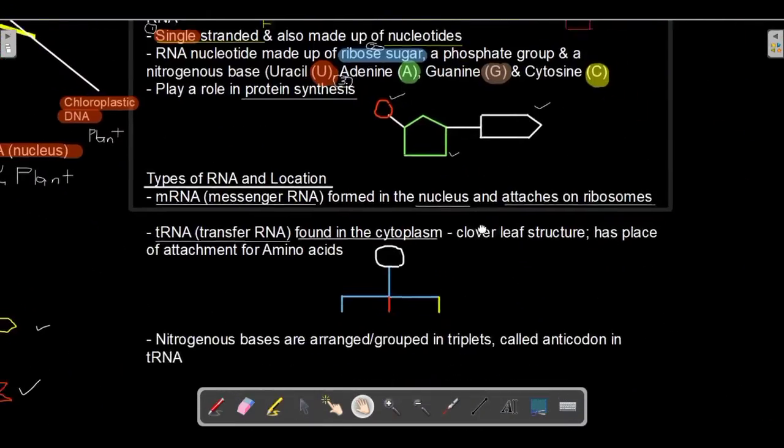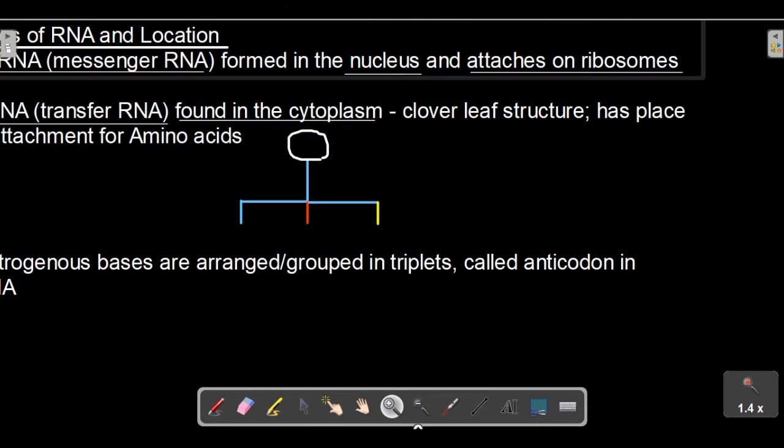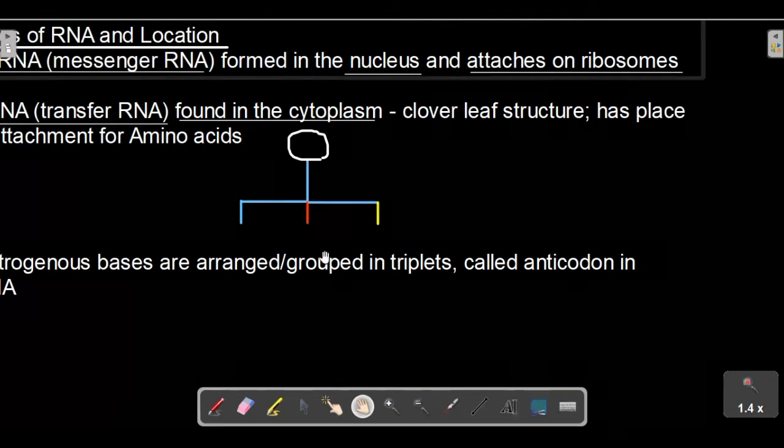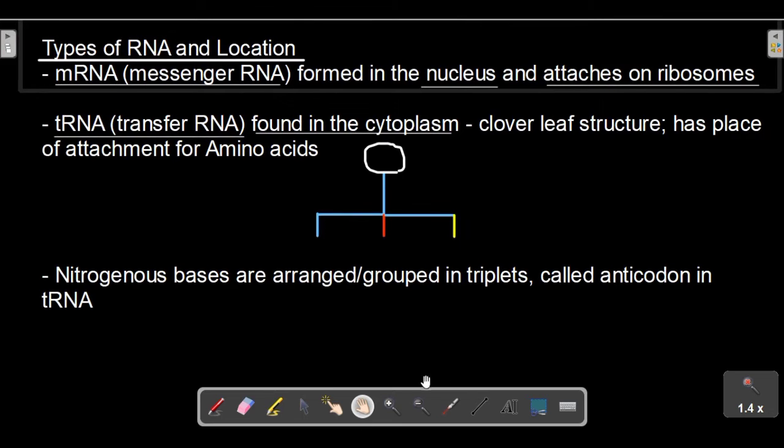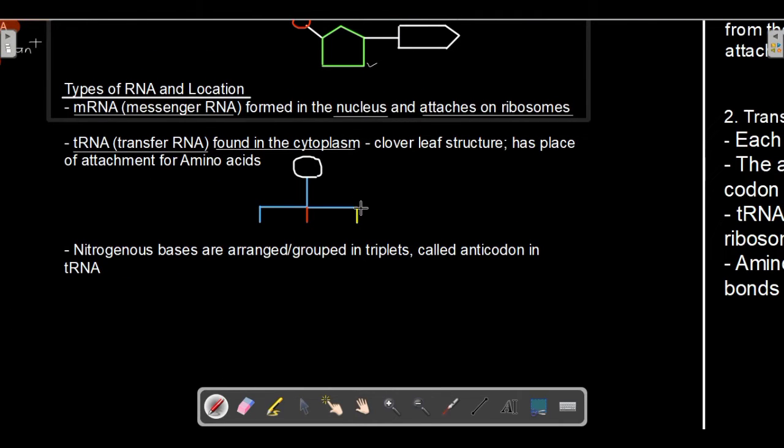So we're saying that tRNA, we find it in the cytoplasm. It has this clover leaf structure. You can say it's a hairpin structure, looks like that. Really hope it's actually a proper drawing. So you would find that each tRNA has a place of attachment for an amino acid. Okay, so this is an amino acid, right? So it has an amino acid that is attached to it.